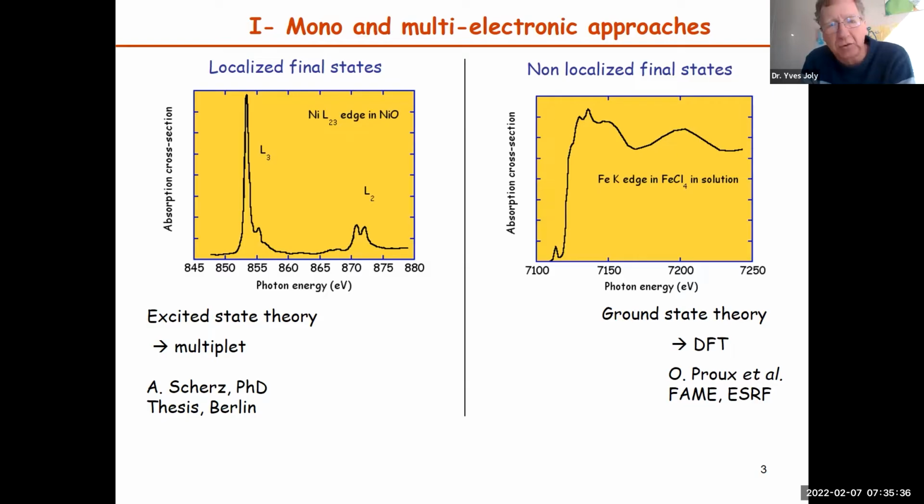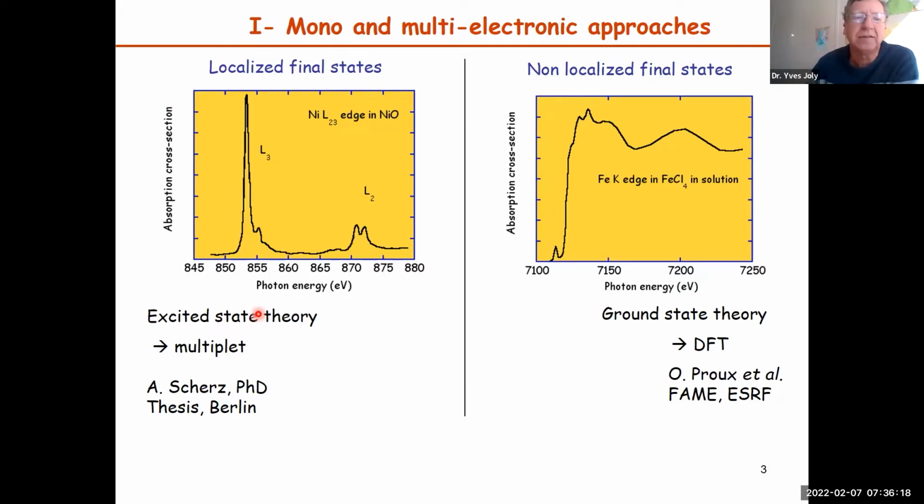In that case, at this L2-3 edge, for example, you can see on the left the nickel edge in nickel oxide, and you can see the edges are very sharp with a very high white line, and then it goes back nearly to zero. Then you have the second edge, L2, like this. In that case, this means that the probed states are localized in energy, and at the same time localized in space, because the 3D orbitals have a small radius.